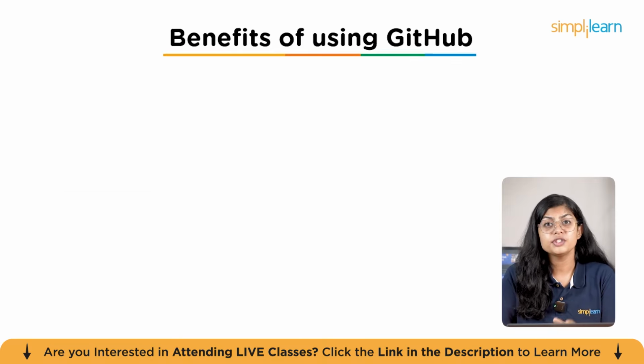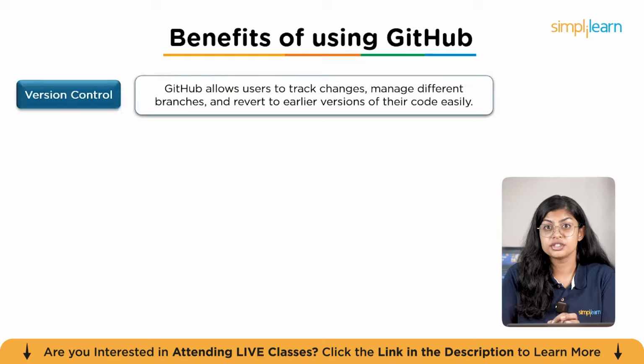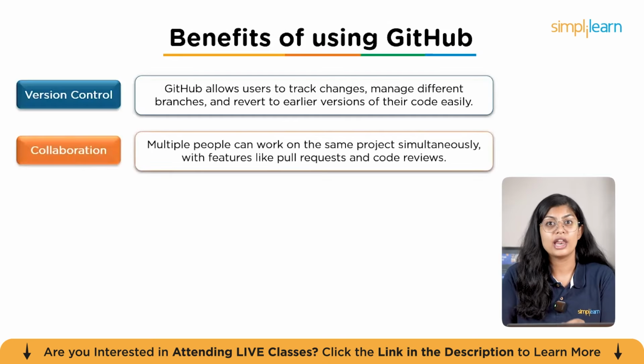Now, what are the benefits of using GitHub? The first is version control. GitHub allows users to track changes, manage different branches, and revert to earlier versions of their code easily. The next is collaboration. Multiple people can work on the same project simultaneously, with features like pull requests and code reviews to ensure quality and coordination.